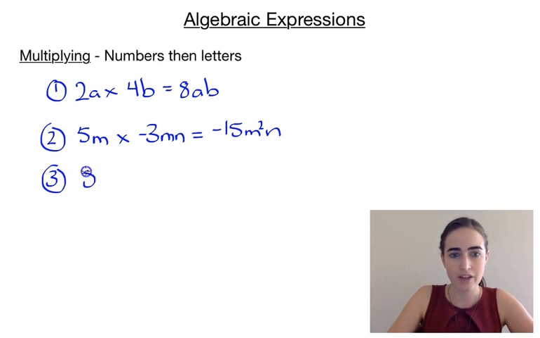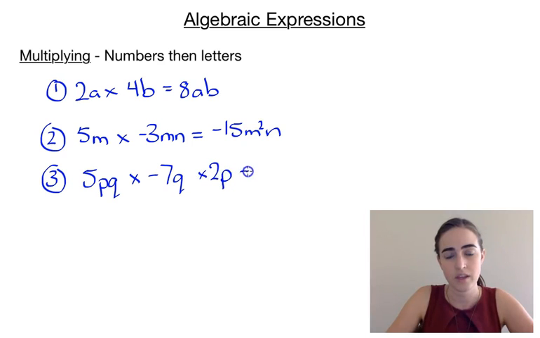Alright, one more example. If we've got 5pq times minus 7q times 2p. So all the numbers first, we've got a 5 times minus 7 times 2. Well, the 5 times 2 is 10, so 10 times minus 7 would give us minus 70. And then we've got pq times q times p, so there's two q's and there's two p's in there. So we'll end up with p squared, q squared.